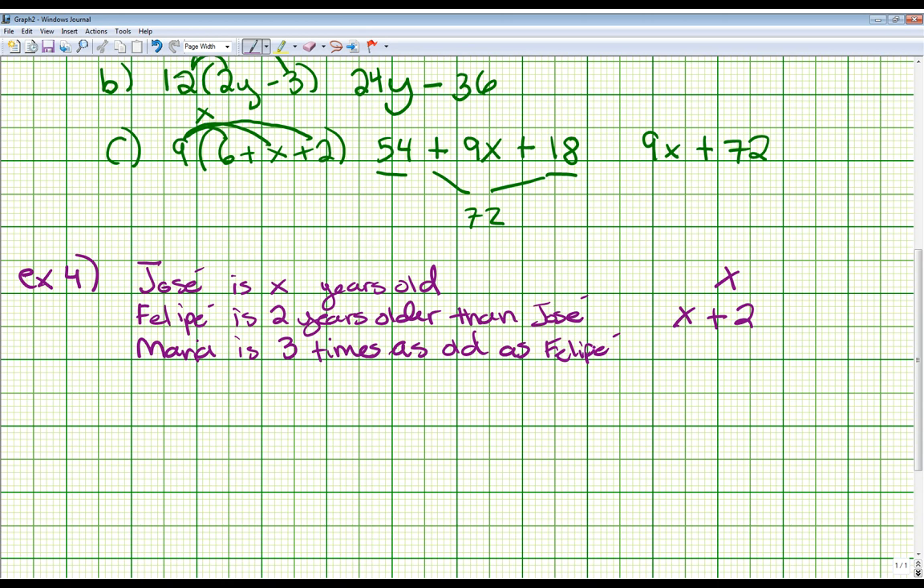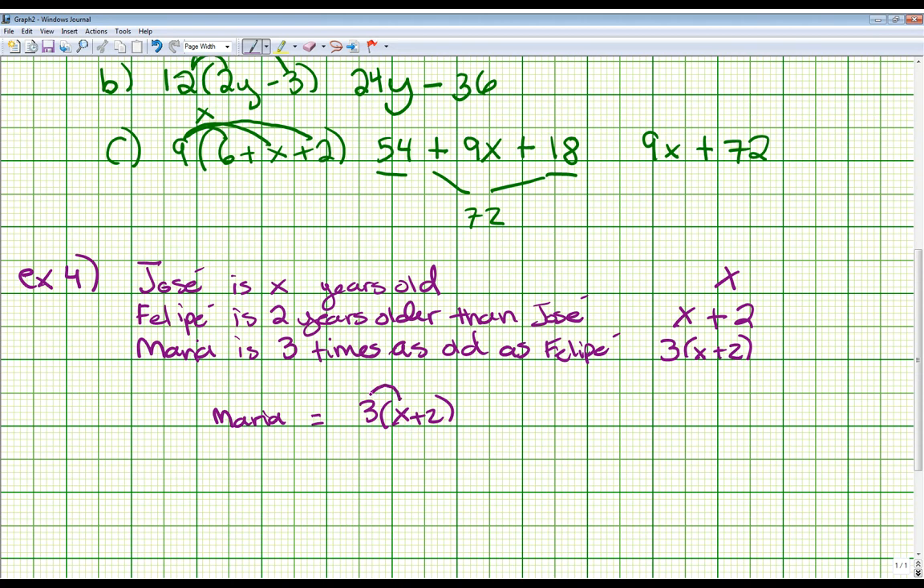Then we have Maria. It says Maria is 3 times as old as Felipe. So if this expression represents Felipe, I have to take that and multiply it by 3. So if I take x plus 2 and put it into a set of parentheses and multiply it by 3, then I would get Maria's age. And so those are our little expressions. And so how do I find Maria? Well, Maria's expression is 3 parentheses x plus 2. So they wanted us to write an expression for Maria and then simplify that expression.